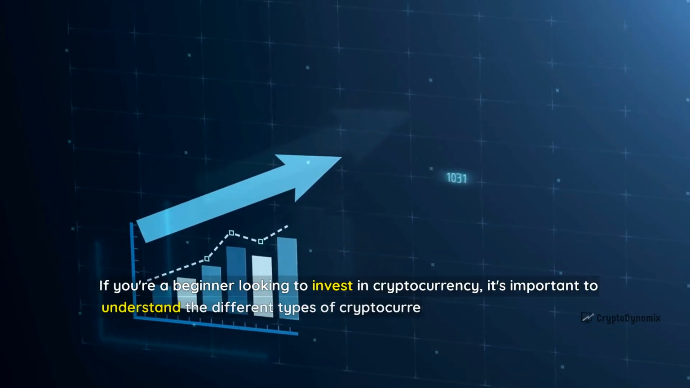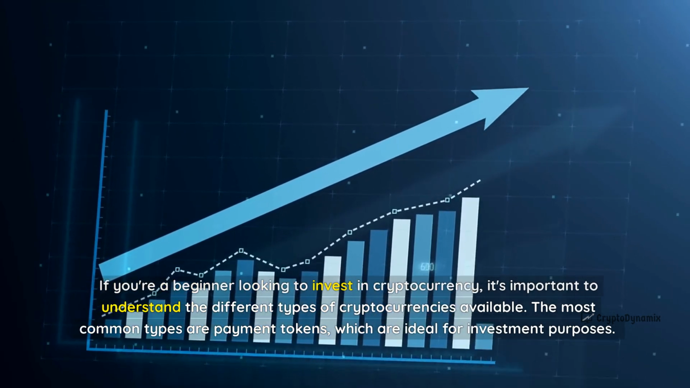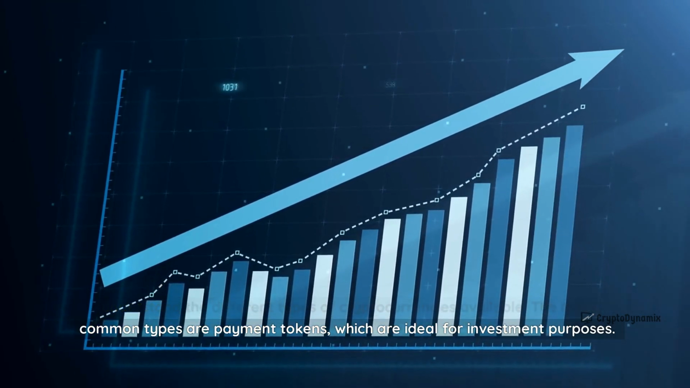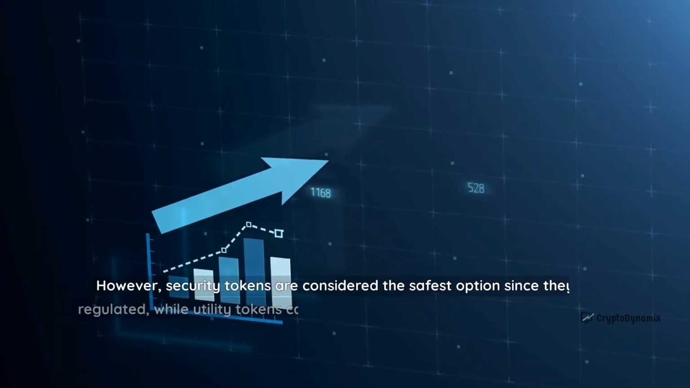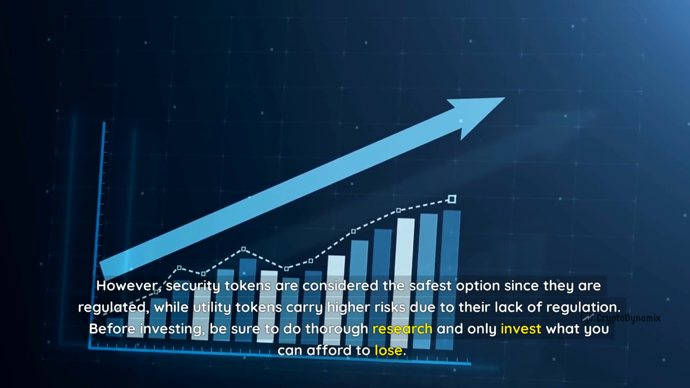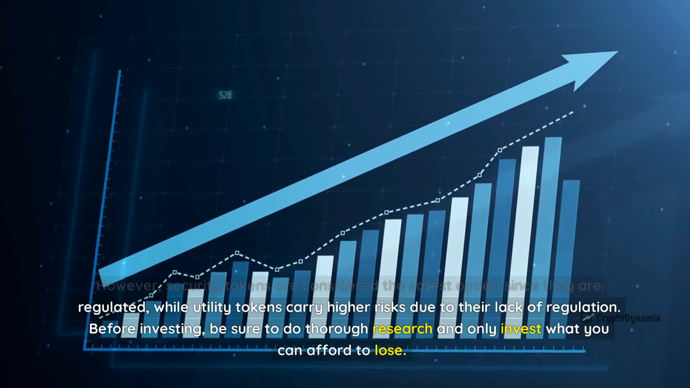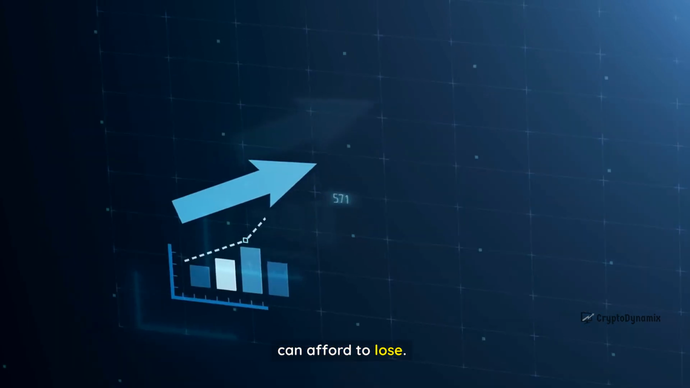If you're a beginner looking to invest in cryptocurrency, it's important to understand the different types of cryptocurrencies available. The most common types are payment tokens, which are ideal for investment purposes. However, security tokens are considered the safest option since they are regulated, while utility tokens carry higher risks due to their lack of regulation. Before investing, be sure to do thorough research and only invest what you can afford to lose.